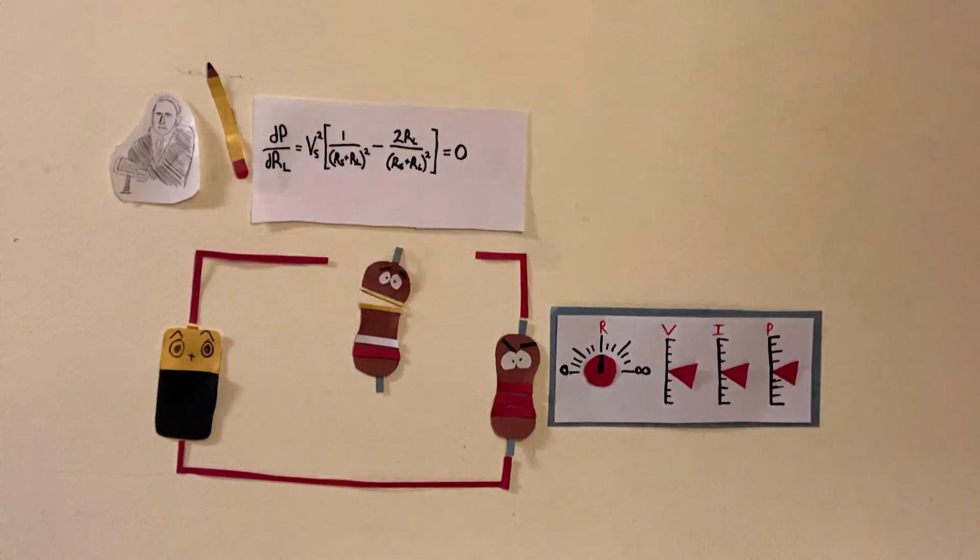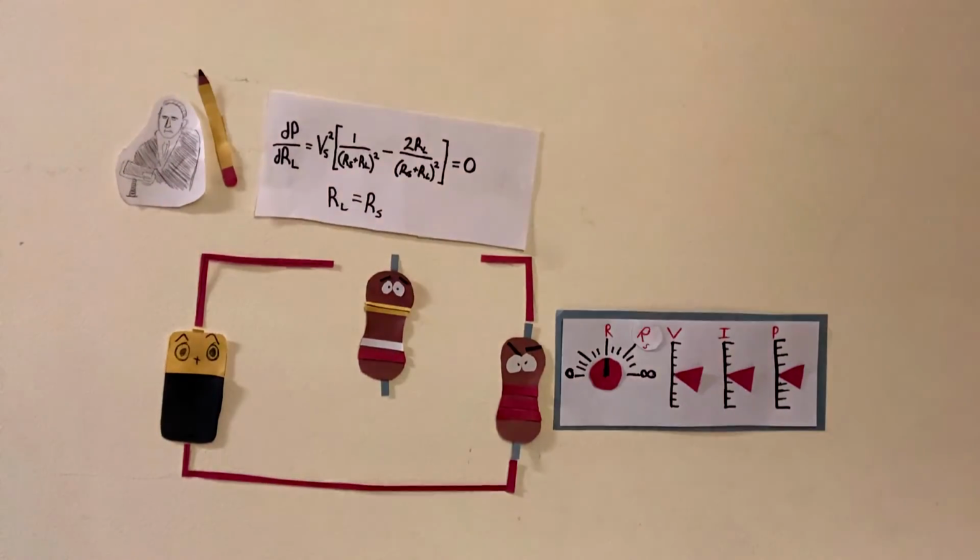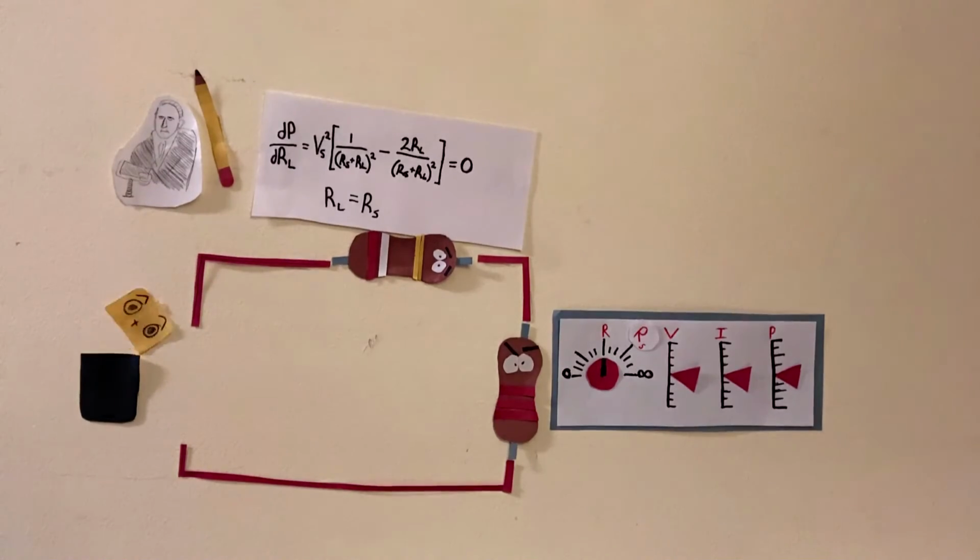Thank you, Volta. Now when we solve for the load resistance, we find that it is equal to the source resistance. That means that the maximum power transferred across our load resistor is achieved when it is equal to me, the source resistor. That's a very interesting result. Let's go ahead and test it on our circuit. Volta, would you do the honors?